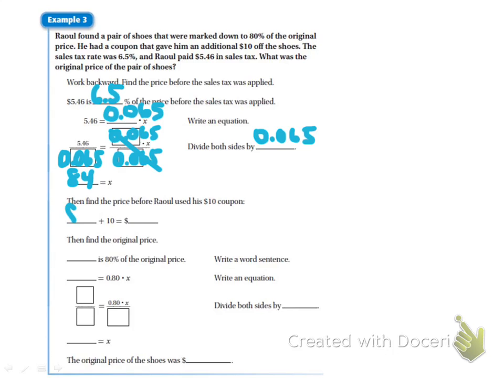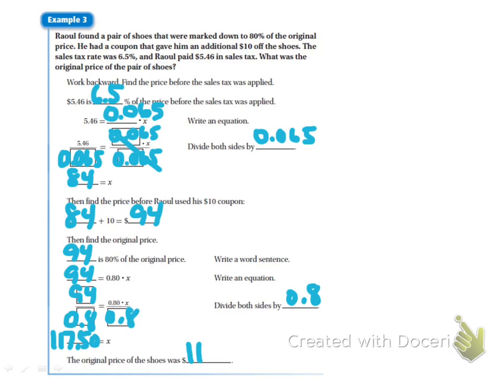So if we take that $84 and add $10, his $10 coupon that he had, we find that it was $94. So now we're going to go back to the original price. 94 is 80% of the original price. So 94 equals 0.8 times x is our equation, so we'll take 94 and divide by 0.8 to find what x is. We're isolating our variable, and I find that $117.50 was the original price of the pair of shoes.